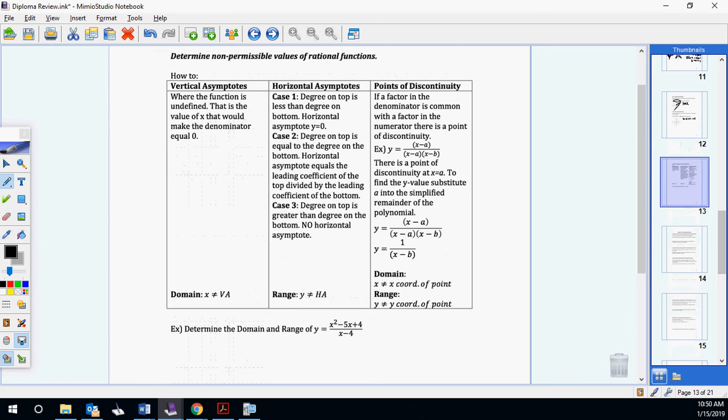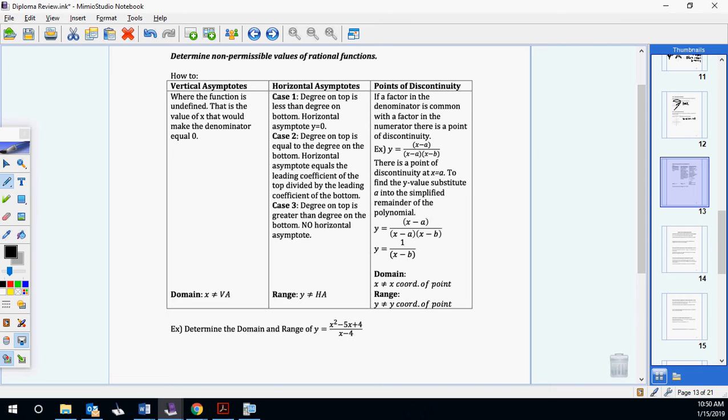Okay, so determine non-permissible values of rational functions. So again, vertical asymptotes. Where the function's undefined, there's a value of x that makes the denominator equal to 0. So that's very simple. When you get a number that makes the denominator 0, it's a vertical asymptote, unless it cancels. If it cancels, it's a point discontinuity. Either way it's still an undefined value.